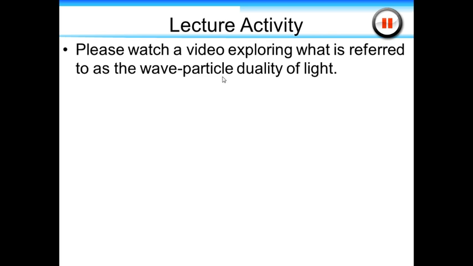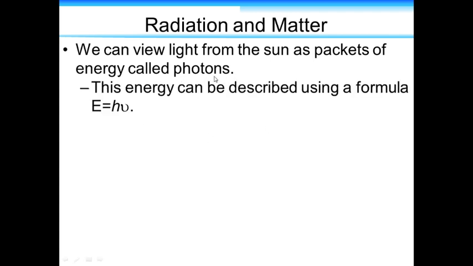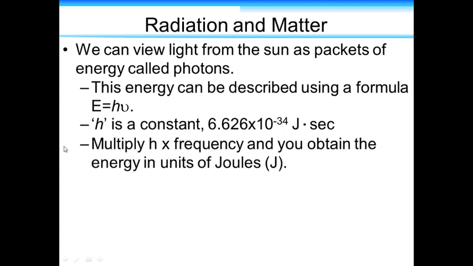Okay, so as you saw in the video, we can look at light as packets of energy called photons. Those photons have an energy that can be described using this formula here, where E stands for energy, the H stands for a constant, and this little symbol here is a nu, if you recall, which stands for frequency. So H is a constant, funky looking constant. But if we multiply that constant by the frequency of light we're working with, we obtain a value for energy.